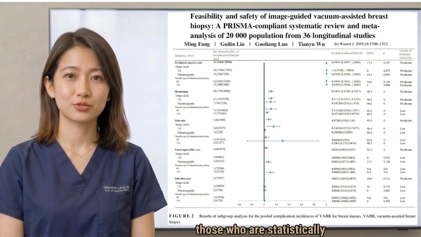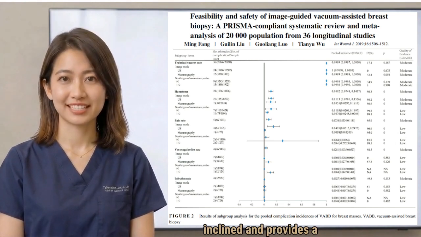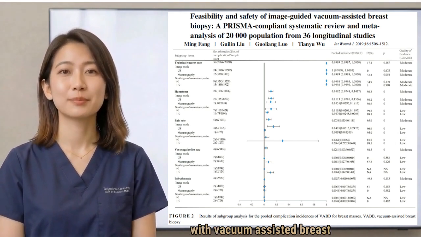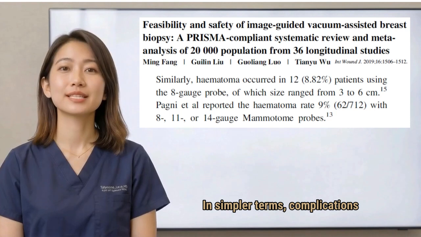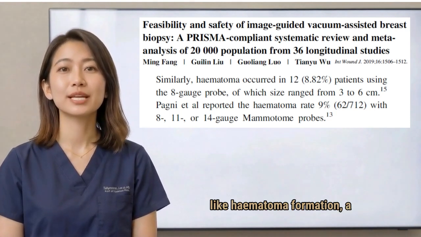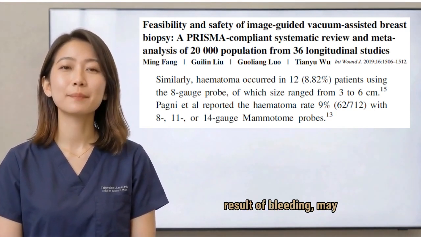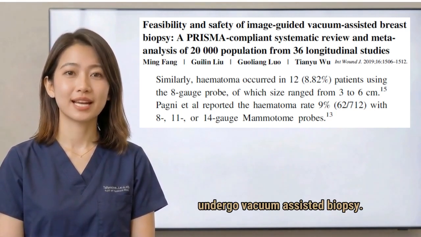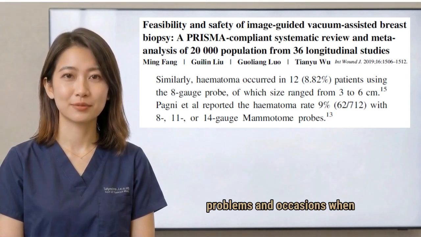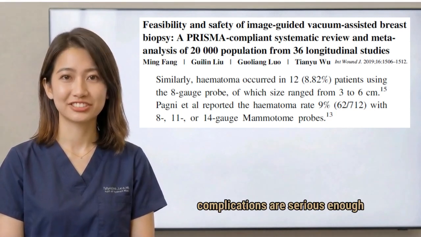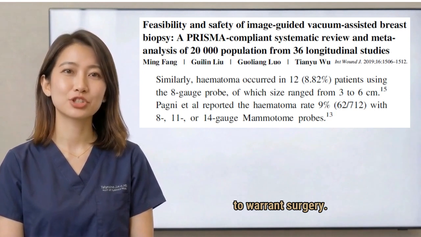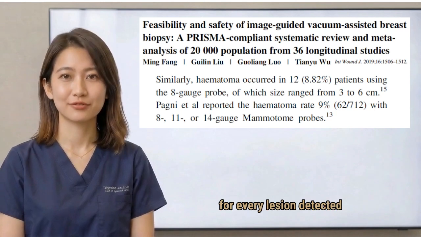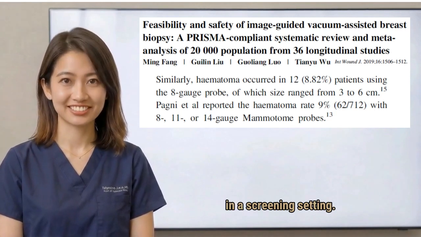This chart is for those who are statistically inclined and provides a list of the potential complications which may occur with vacuum-assisted breast biopsy. In simpler terms, complications like hematoma formation, a result of bleeding, may occur in 8 to 9% of women who undergo vacuum-assisted biopsy. There may be other problems and occasions when complications are serious enough to warrant surgery. This is the main reason why doctors do not recommend a biopsy for every lesion detected in a screening setting.